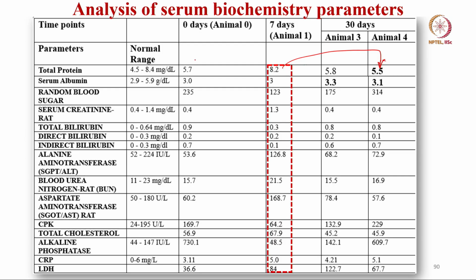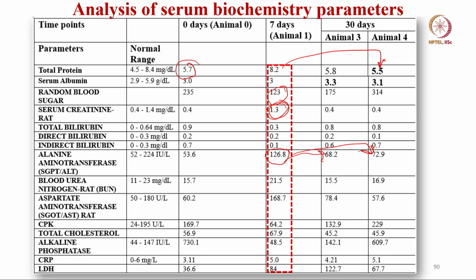Animal 1 to 3, because normal at 0 days is 5.7, and at 7 days it increased to 8.2. So, total protein is increased. Then random blood sugar is reduced, and serum creatinine is increased initially at day 7. Some of these, for example SGPT, ALT, are also increased, but what you notice is that after 7 days, when it goes to 30 days, it essentially reduced.